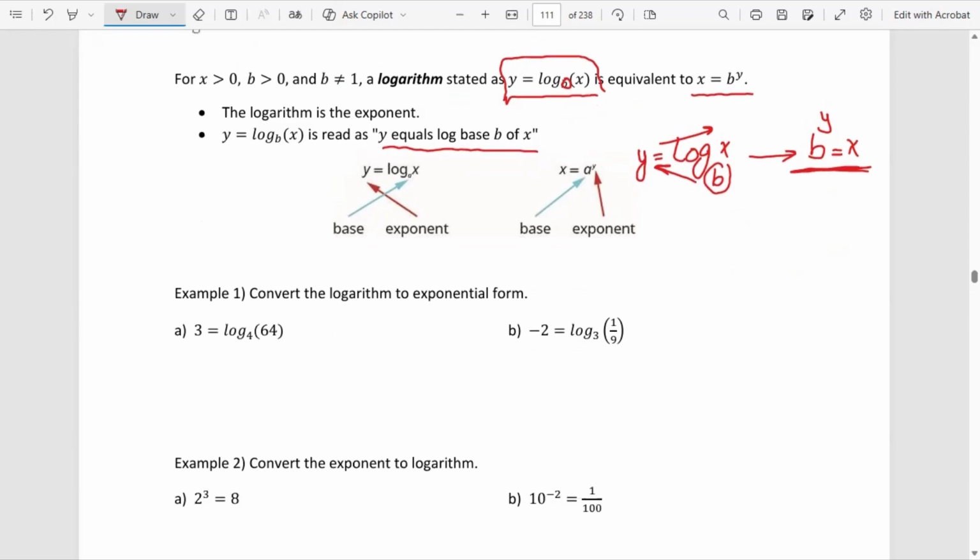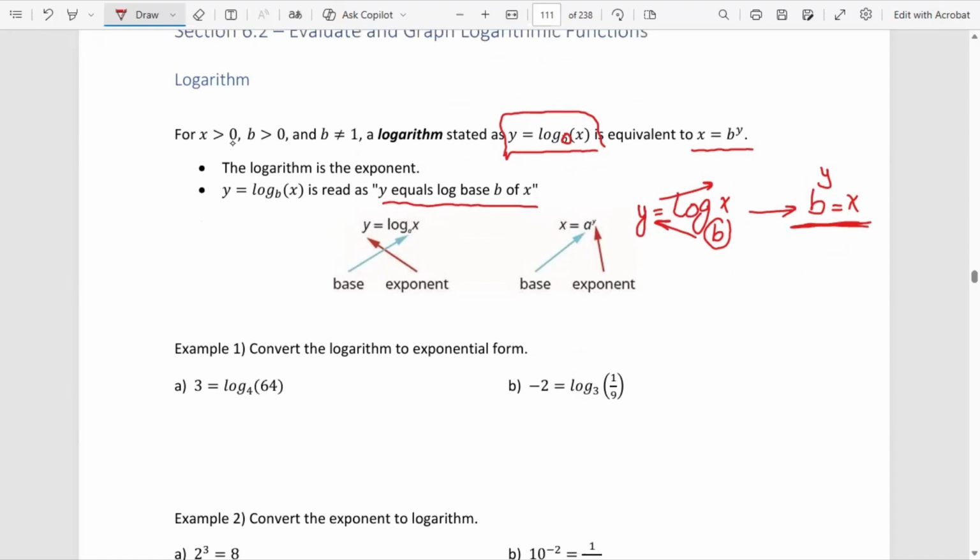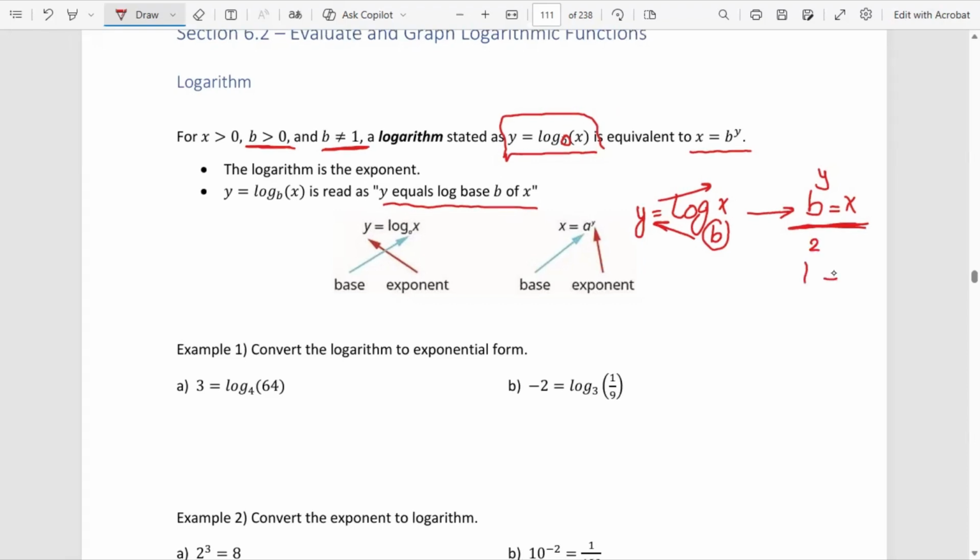But before that, let me just tell you that when we have a logarithmic function, the base must always be a positive number and not equal to 1. Because if I have base 1, 1 to any power is just 1. 1 to the third power is 1. 1 to the fourth power is 1. So we don't have a different number. So we say that the base cannot be equal to 1, but it can be any other positive number.